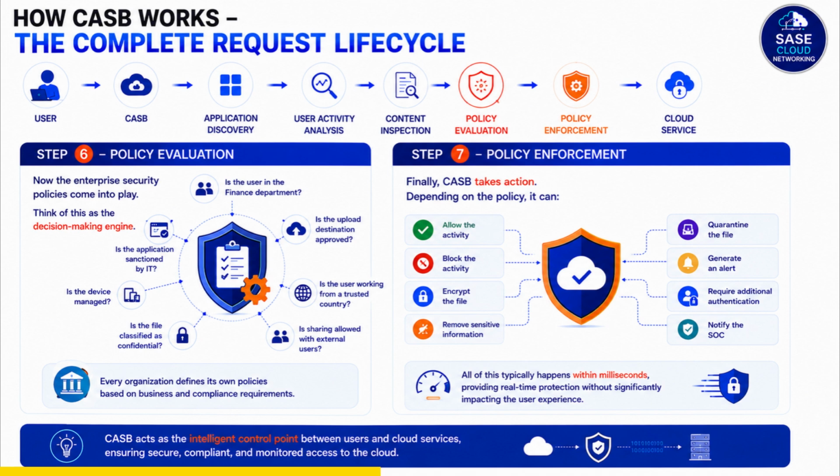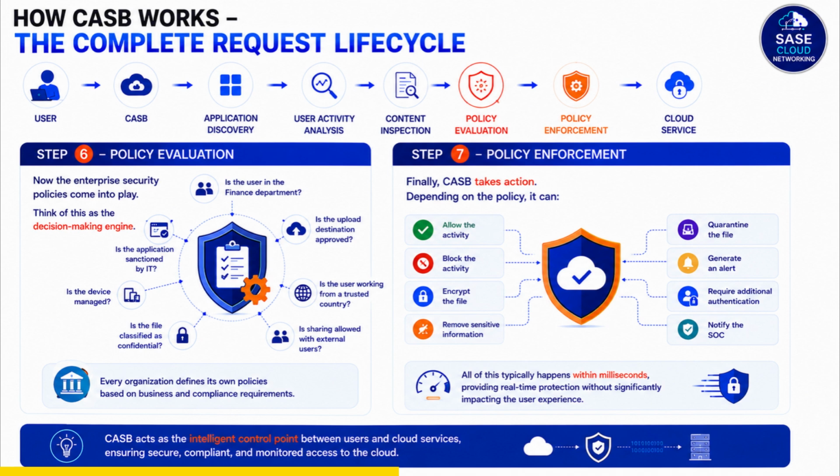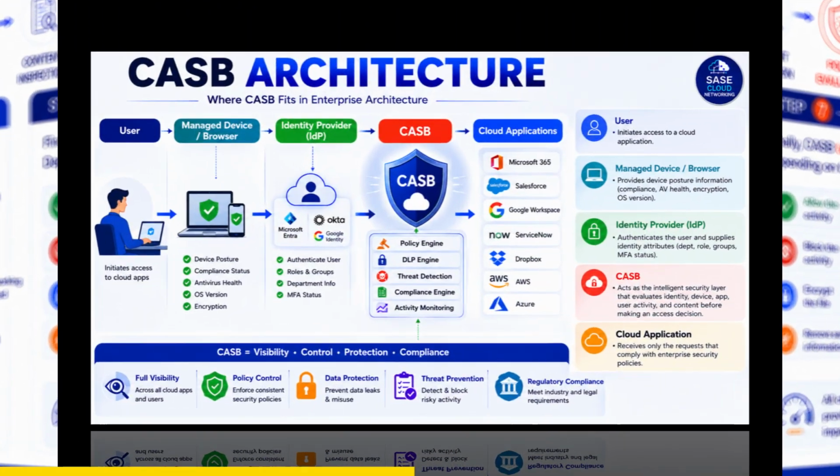Policy enforcement. Finally, CASB takes action. Depending on the policy, it can allow the activity, block the activity, encrypt the file, remove sensitive information, quarantine the file, generate an alert, require additional authentication, or notify the Security Operations Center, SOC. All of this typically happens within milliseconds, providing real-time protection without significantly impacting the user experience.